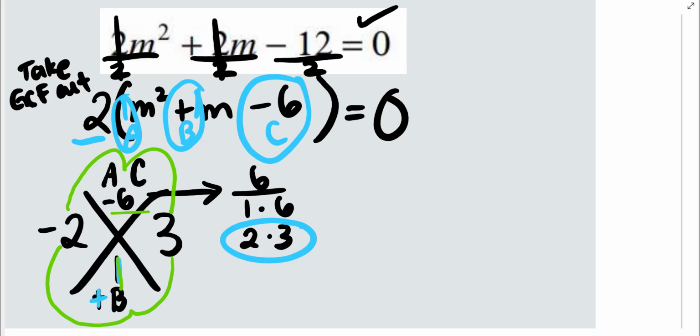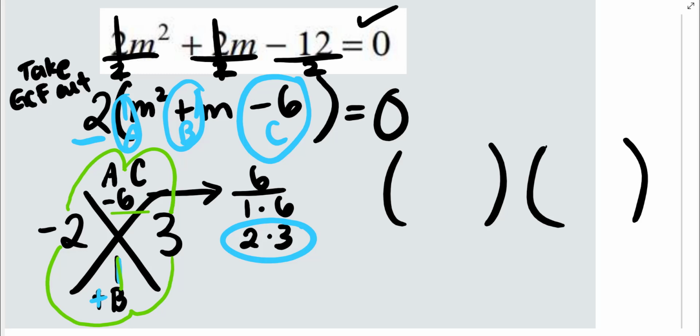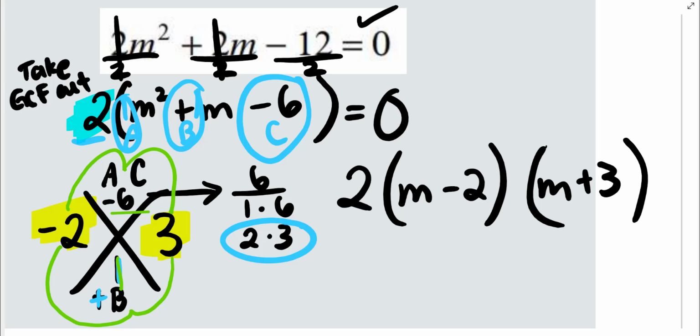So those are correct. So now we're going to do 2 sets of parentheses. And again, use the correct variable. In this case, it's m. Write in our answers that we got right here. And then most importantly, do not forget the GCF that is out in front. We're going to put it out in front here as well.